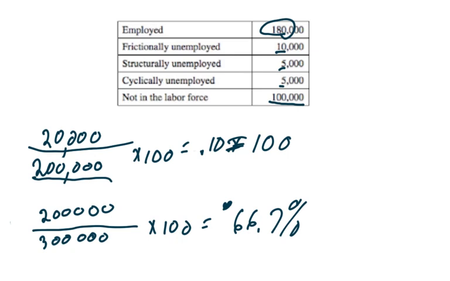I'm sorry, why did I write 100 up here? It's not 100, guys. It is going to be 10%. 10% is our unemployment rate, and our labor force participation rate is 66.7%. If you guys have any questions about how we calculate our unemployment rate or labor force participation rate, don't be afraid to ask.